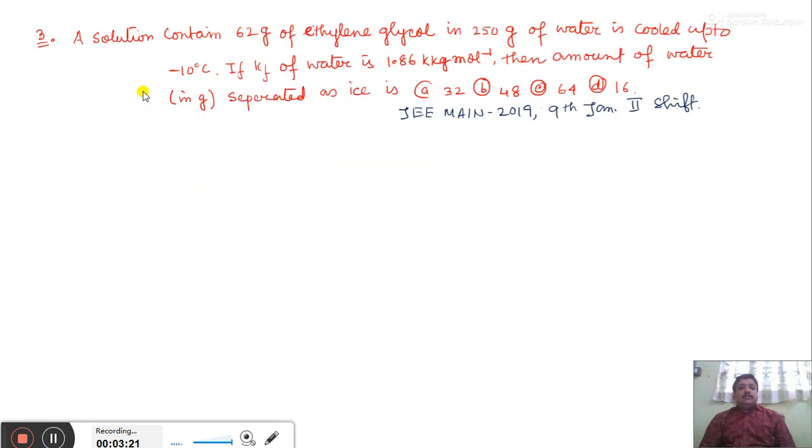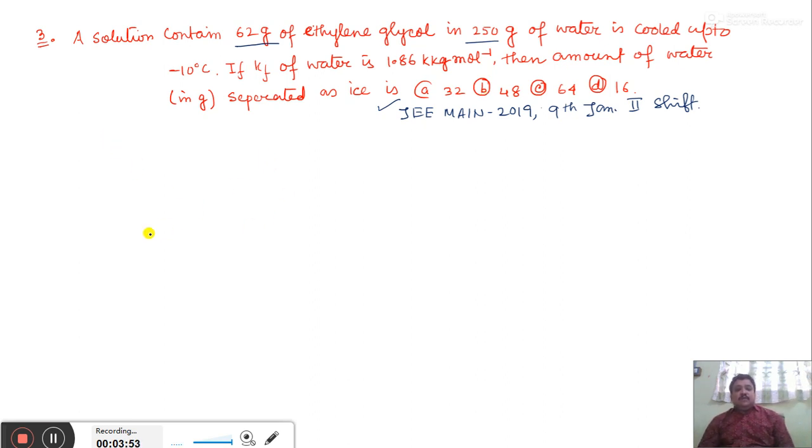My next problem: a solution containing 62 gram of ethylene glycol in 250 gram of water is cooled to minus 10 degrees centigrade. If Kf of water is 1.86 Kelvin kg per mole, then the amount of water separated as ice is 32, 48, 64 or 16 gram. This question came in the JEE Main exam 2019 on 9th January.